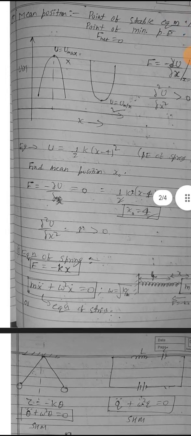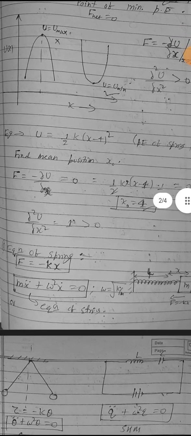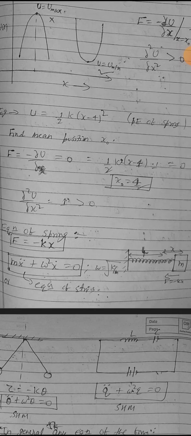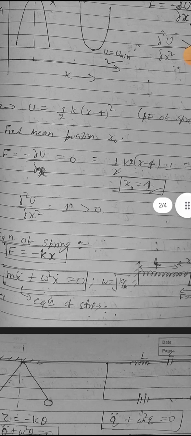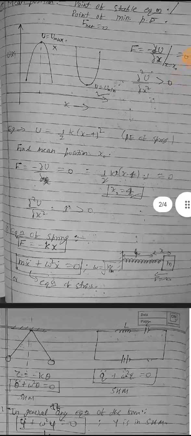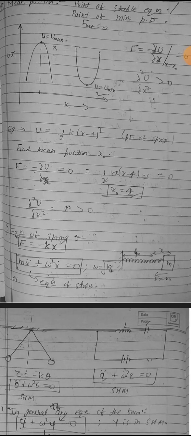And here I have taken this example, and I think you should solve it before watching this video and try to get the answer. So here the question is, the potential energy U equal to half k times (x minus 4) square. This is the potential energy of a spring, right? And you have to find the mean position.